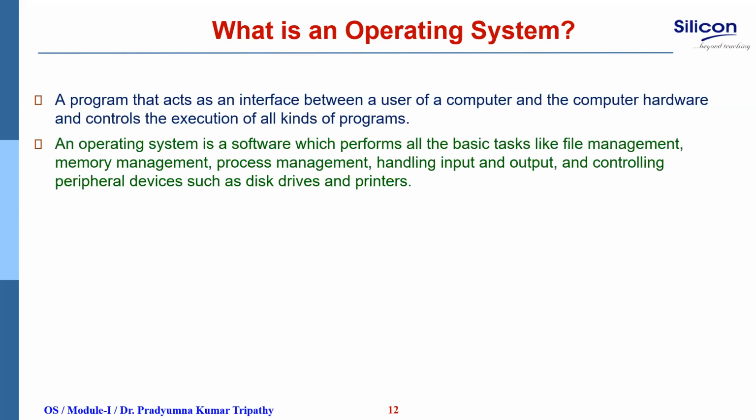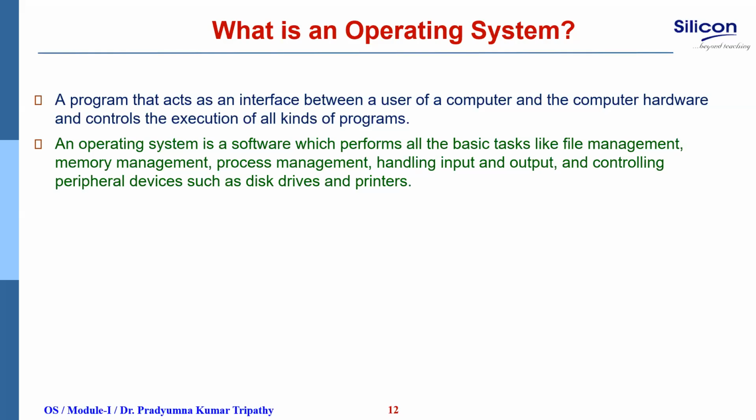An operating system is a software which performs all the basic tasks like file management, memory management, process management, handling input and output, and controlling peripheral devices such as disk drives and printers. Just look over here, whatever I have cited: it does process management, related to the processors, and handling input output, so all input output is covered.